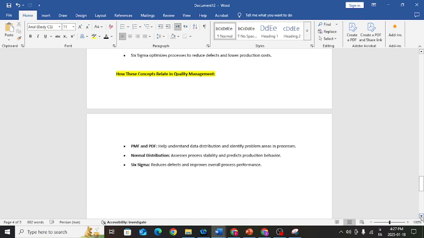Six Sigma method uses the PMF and PDF and normal distribution for having a good measurement of the quality of operation. It is very important that the data that results from this measurement persists, and according to this data we can use Six Sigma and continue to have a good measurement of the quality control. The normal distribution assesses process stability and predicts production behavior. Six Sigma reduces defects and improves overall process performance.